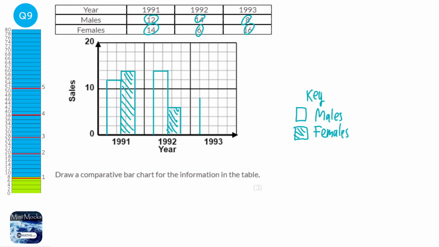So 8 would be here, and 16 would be up here. And finally, obviously, we're going to shade in the females.